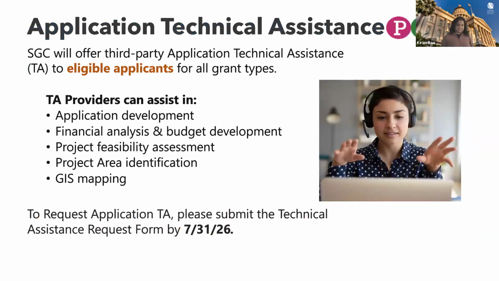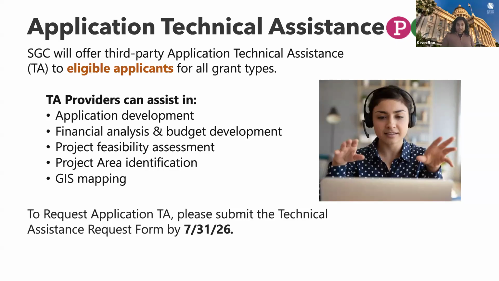Third-party application technical assistance is available to eligible applicants of all grant types. Unfortunately, technical assistance is not available for all applicants. This round, TCC and CRC are prioritizing providing application TA to tribal applicants, and TCC is also prioritizing applicants with project areas in disadvantaged unincorporated communities. We encourage applicants to submit the application TA request form, which is open now, as soon as possible to maximize recipients' time spent with the TA provider.